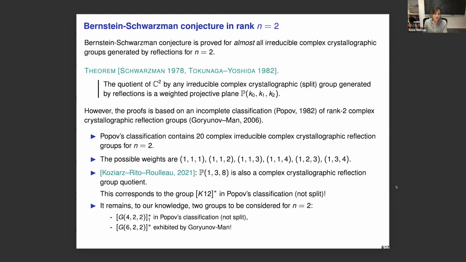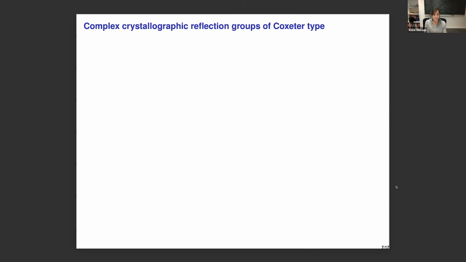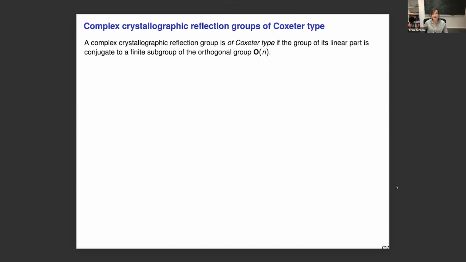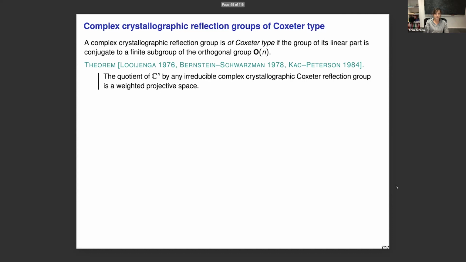All right, so another big family of groups for which the Bernstein-Schwarzman conjecture has been proved is crystallographic groups of Coxeter types. So let me explain this. First of all, a crystallographic reflection group, by which I mean generated by reflections, is of Coxeter type if the group of the linear part is conjugate to a finite subgroup of the orthogonal group O(n). So in other words, it comes from a real finite group.